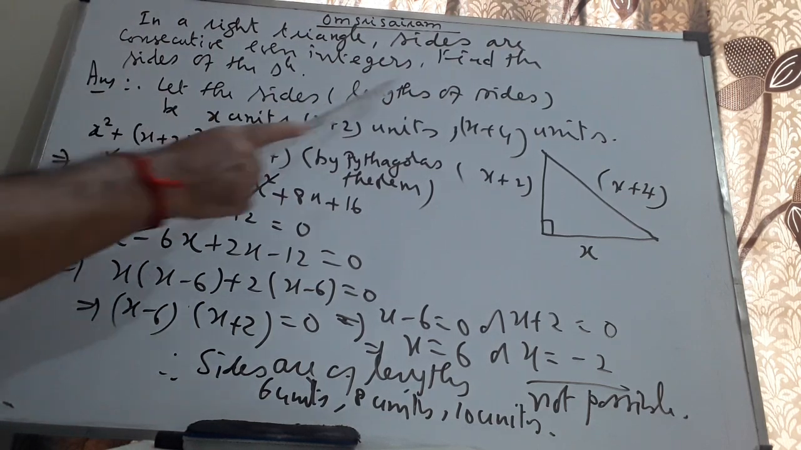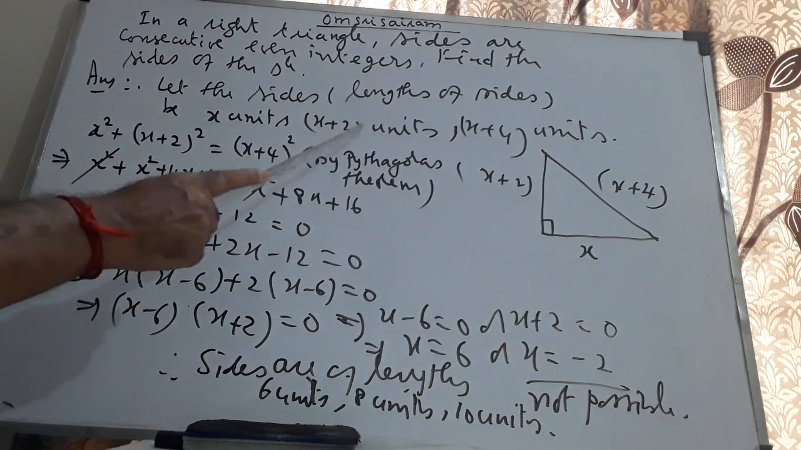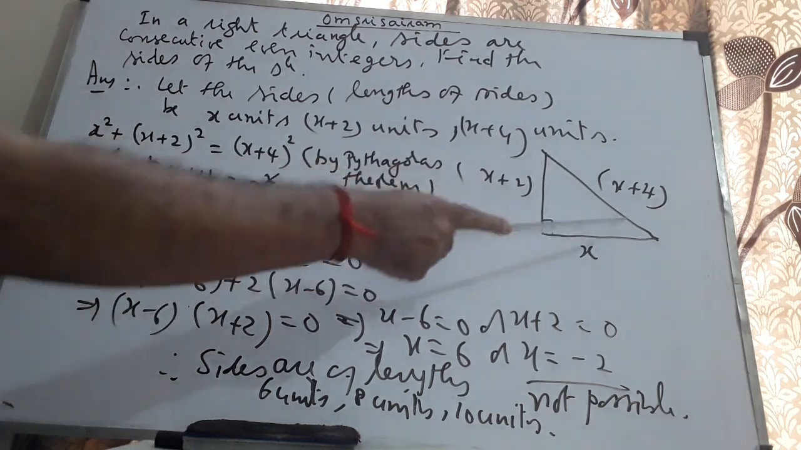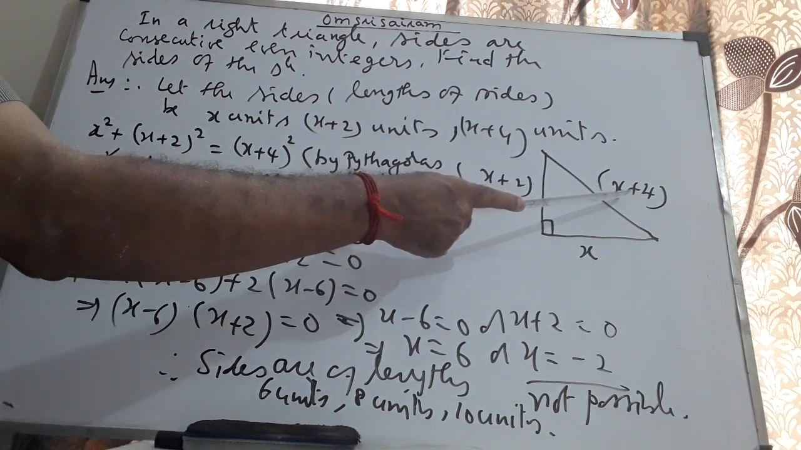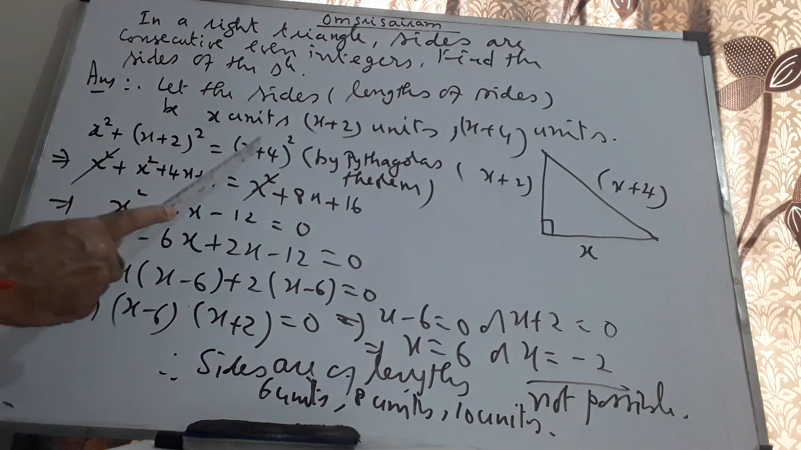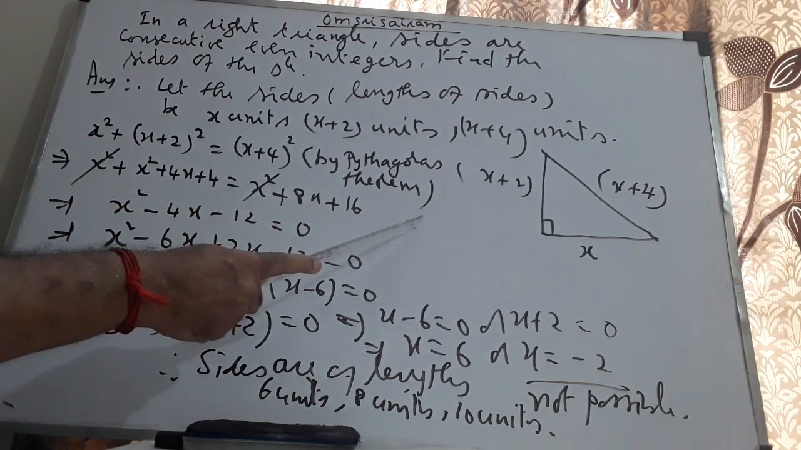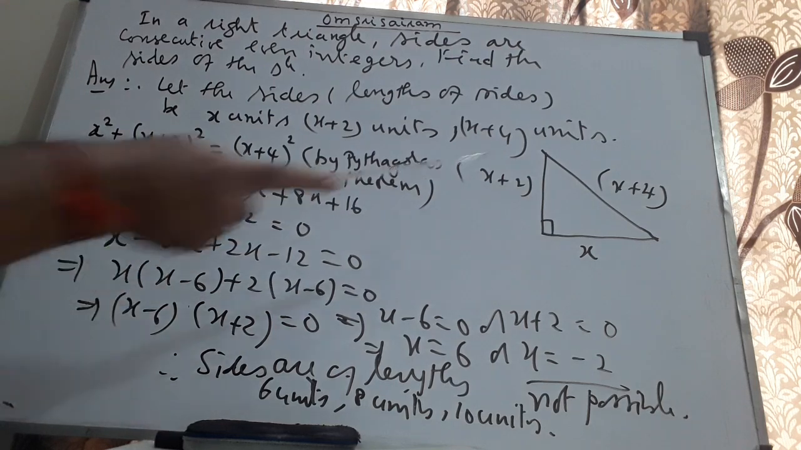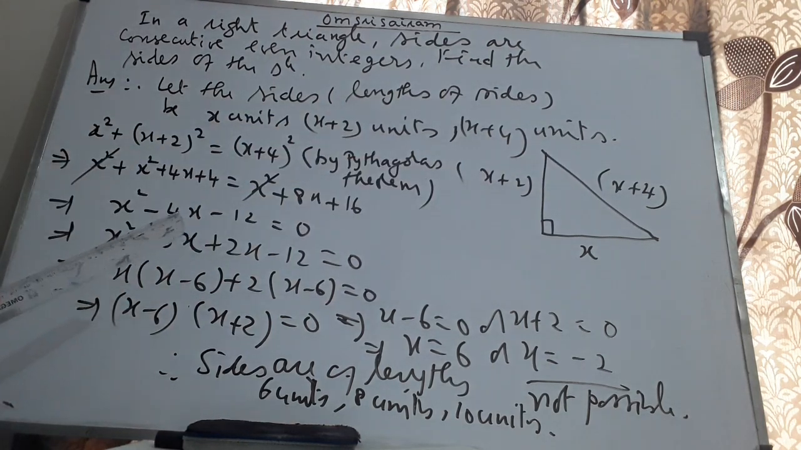Let the lengths of the sides be x units, x plus 2 units, x plus 4 units. Therefore, draw a right triangle like this. The greatest side is always the hypotenuse, everybody knows. For x square plus x plus 2 whole square equal x plus 4 whole square by Pythagoras theorem. Sum of squares of the sides containing the right angle will be equal to square of the hypotenuse. That is the statement of Pythagoras theorem.